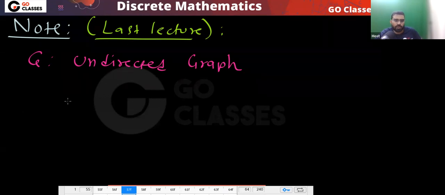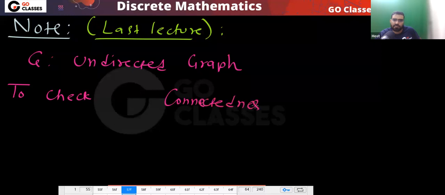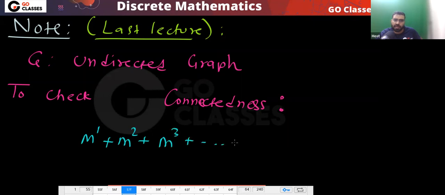In this, what will you do to check connectedness, whether it is connected or not? You will find M power 1 plus M power 2 plus M power 3 and so on, up to M power n minus 1, correct? Yes or no? Don't worry, this is correct. But first of all, let's see the directed graph.